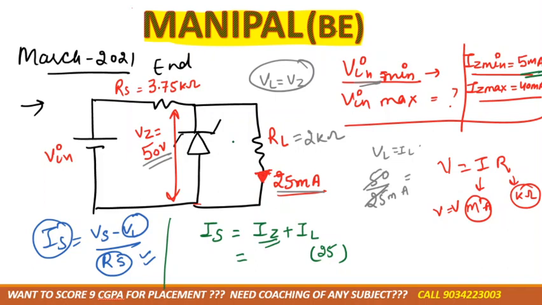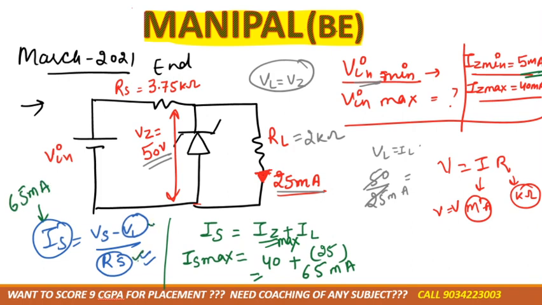Correct? Suppose it will be IZ maximum. IZ maximum is 40 milliampere. Then in that case, you will get IS maximum. So 40 plus 25 is 65 milliampere. You can substitute the value 65 milliampere over here, then from that you will get VS maximum. Is it the right procedure? Is it the same procedure which you have done?